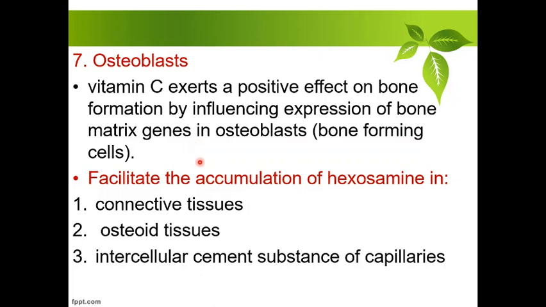Osteoblast, vitamin C. What are osteoblasts? Bone forming cells, the cells that make bone. So vitamin C exerts a positive effect on bone formation, bone matrix, by influencing expression of bone matrix in osteoblast. Okay? Facilitates the accumulation of hexosamine, glucosamine, galactosamine, which will give strength, glycosaccharides, glycopolysaccharides, mucopolysaccharides, connective tissue, osteoid, and in all of these the deposition of hexosamine. Okay. Vitamin C exerts a positive effect on the bone formation and bone matrix genes in the osteoblast.